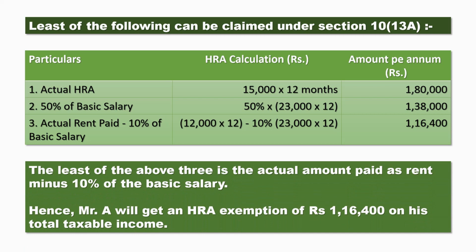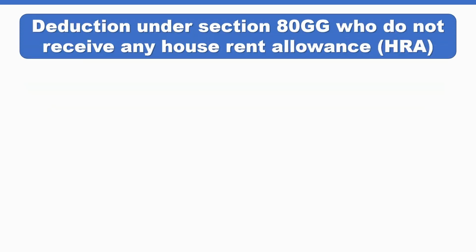The least of the three is the third one, actual rent paid minus 10% of basic salary. So, he can claim a deduction of 1,16,400 from his taxable income under Section 10(13)(a). What if a person doesn't receive HRA? He can still claim deduction under Section 80GG.